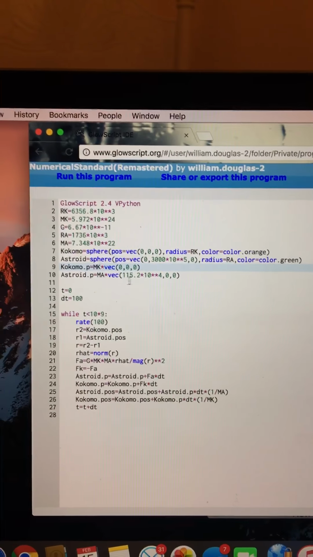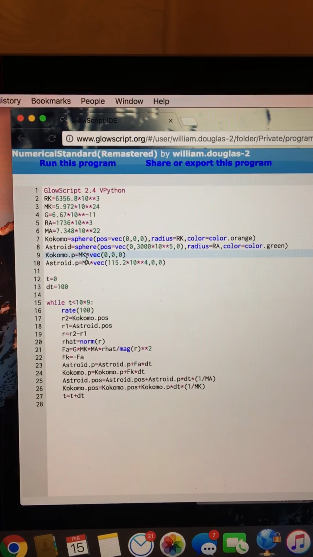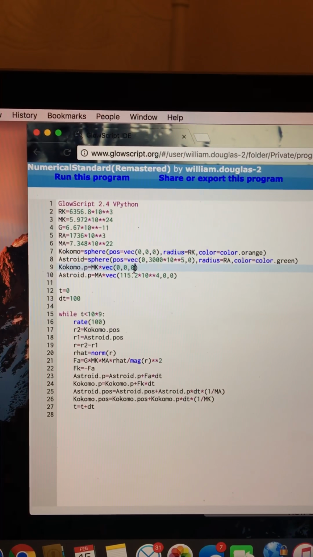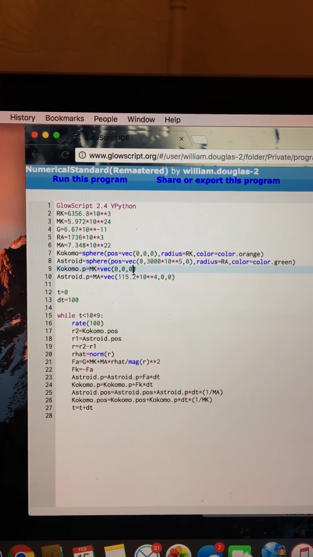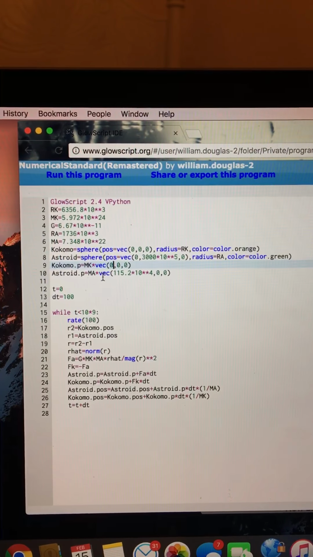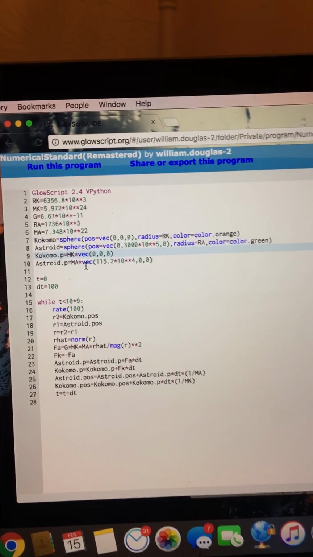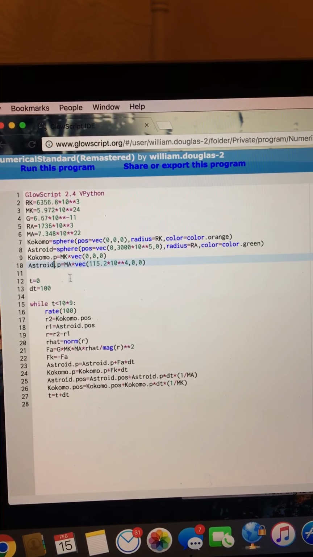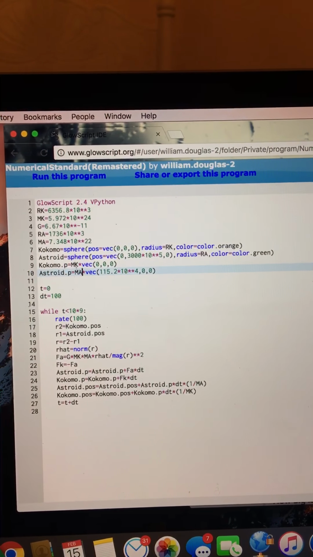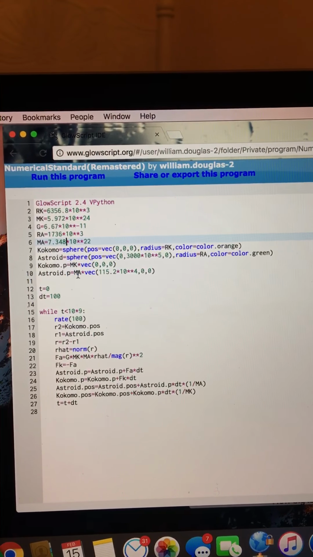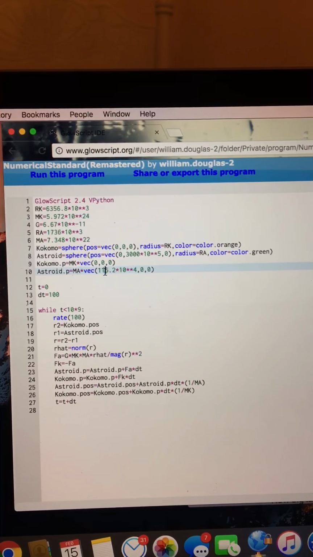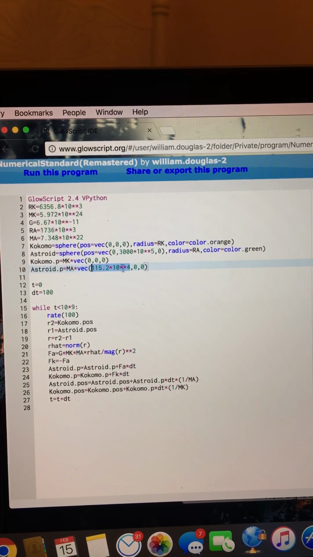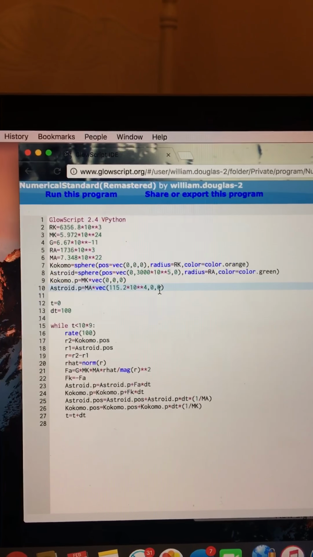And then the Kokomo momentum is going to equal the mass of the Kokomo times its velocity, which in this case is 0, 0, 0, because I want it to be at rest at the start of this interaction between the asteroid and Kokomo. For the asteroid, I have the momentum equal to its mass, the constant given above, times its vector of an x velocity and no y nor z velocity yet.